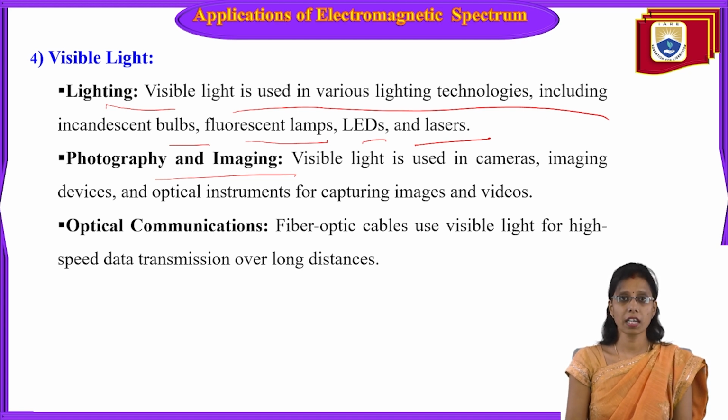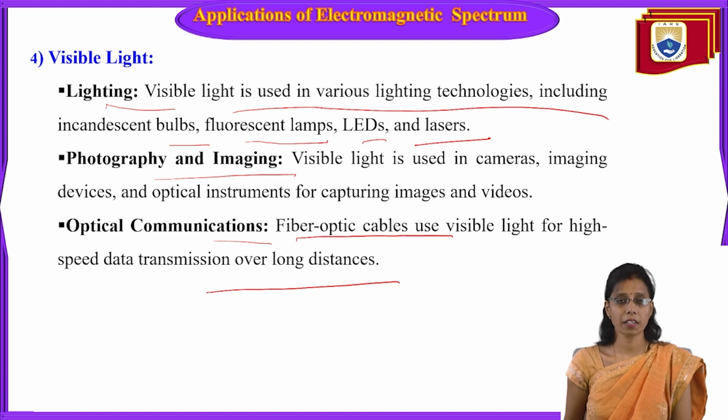Visible light is helpful whenever it is available. So it is very helpful for lighting in day-to-day life, and for photography and imaging, to capture information with the help of cameras, instruments, and devices. Now we have optical communications. Fiber optic cables are used with visible light for high-speed data transmission over long distances, like the internet cables we use. So optical communication also benefits very much from visible light.